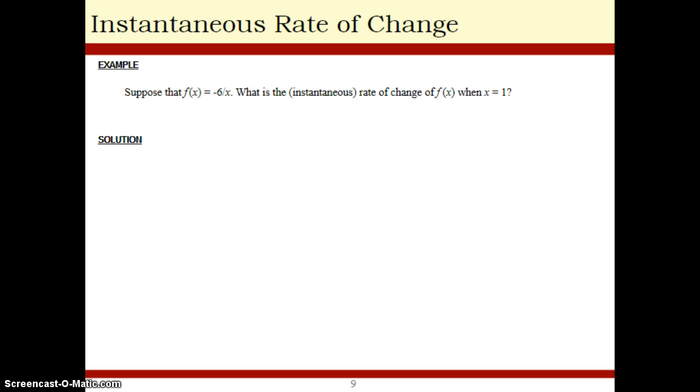Okay, so for example, if we have the function f of x equals negative 6 over x, and you want to find the instantaneous rate of change of f of x when x equals 1, you're just going to find the derivative of this function. Okay, this should say f prime of 1. So the rate of change at x equals 1 is going to be equal to the derivative of f at 1. The derivative of f of x is going to be 6 over x squared. So now we just plug 1 in for x, and f prime of 1 is going to be 6.